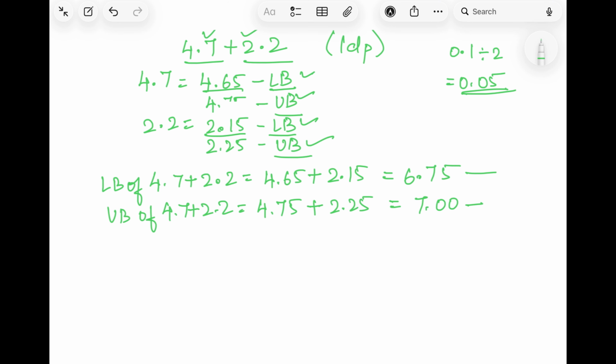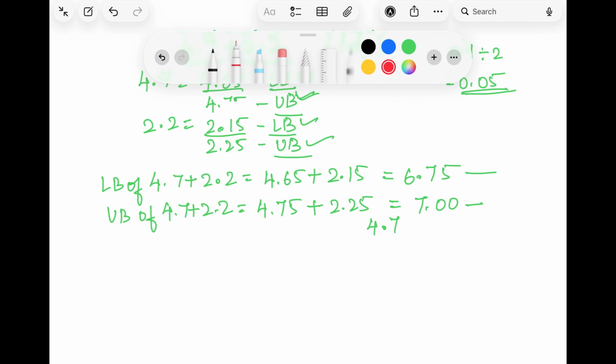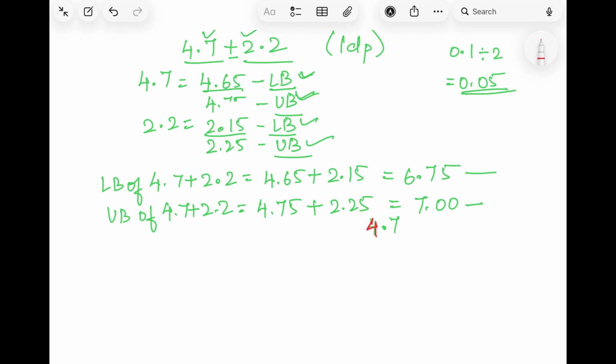Okay. Now we can similarly solve subtraction also. Now as I said, the lower bounds and upper bounds are already ready. Just this sign is to be changed. So if I take 4.7 minus 2.2, instead of addition, if I take subtraction, I have the lower bound and upper bound of both the numbers ready.